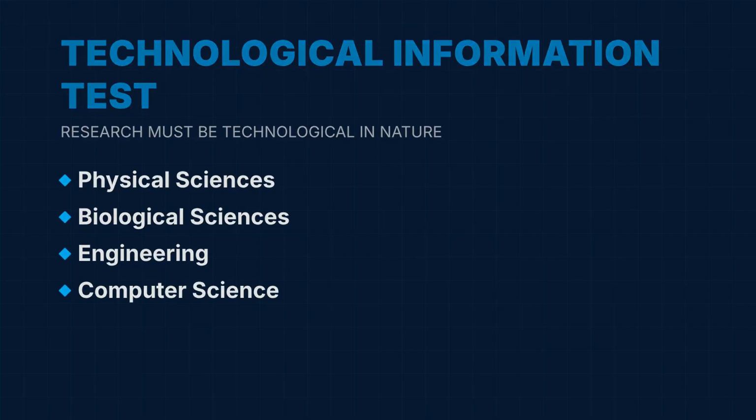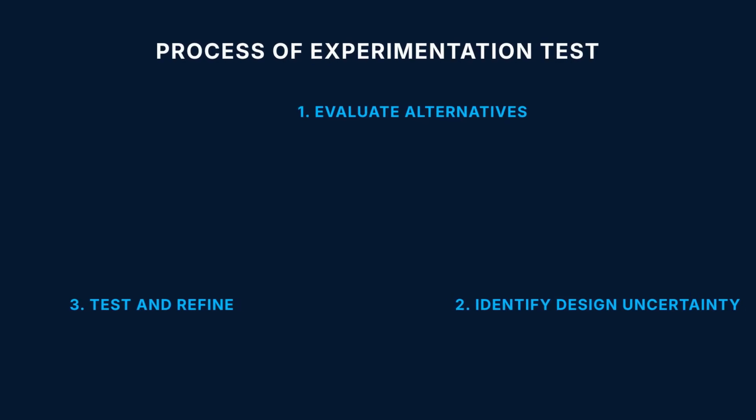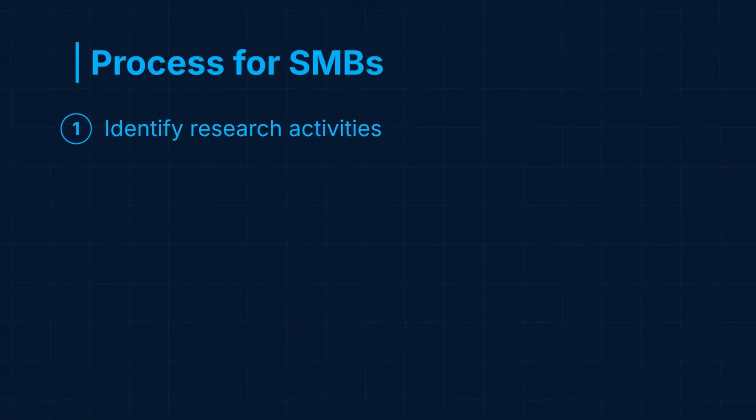Second, the research must be technological in nature, relying on principles of physical or biological sciences, engineering, or computer science. Third, the research must be intended to be useful in the development of a new or improved business component, such as a product, process, or technique. Finally, substantially all activities must constitute a process of experimentation, designed to evaluate alternatives where the design was uncertain at the beginning. Certain research is excluded, including research conducted after commercial production begins, foreign research, and research in social sciences, arts, or humanities.